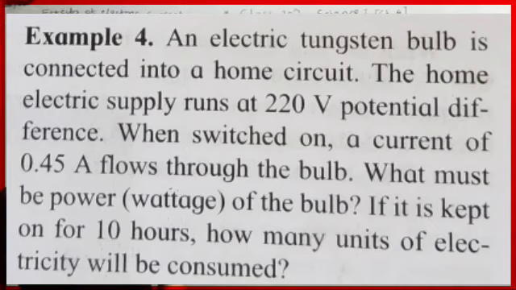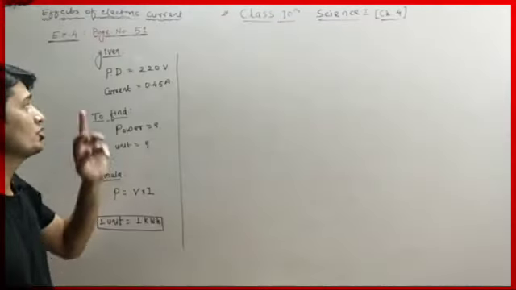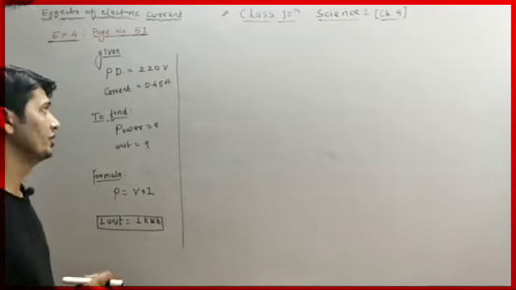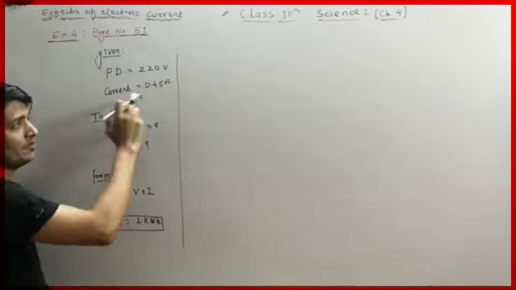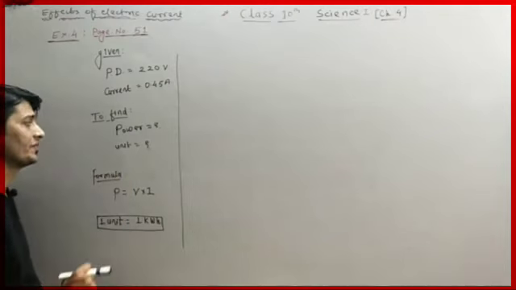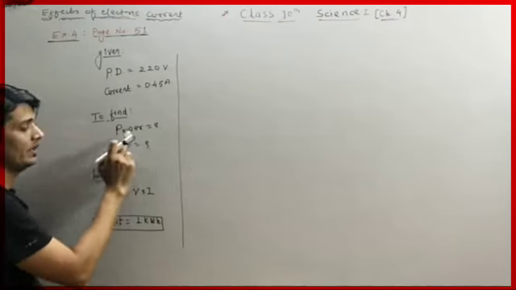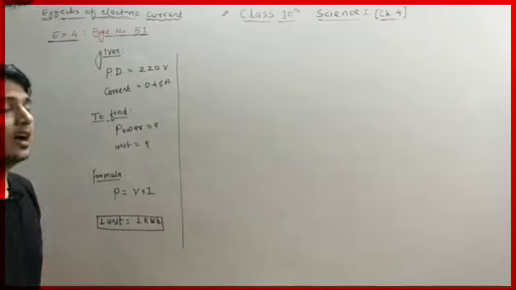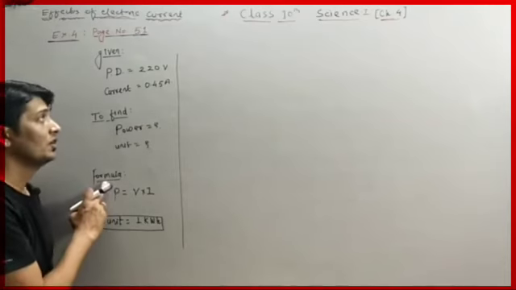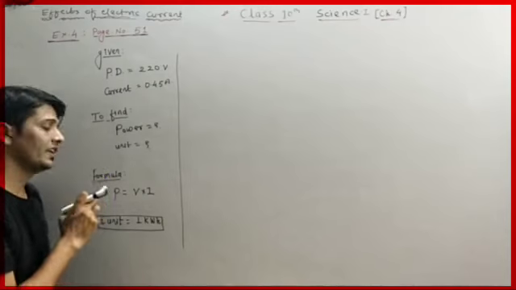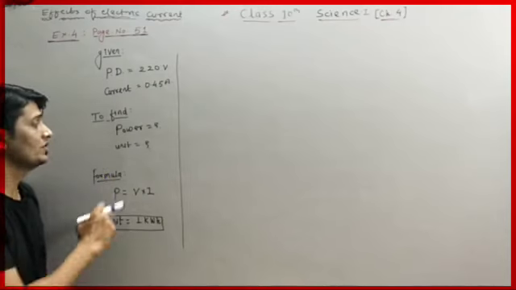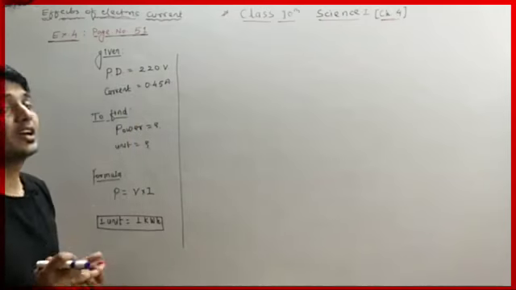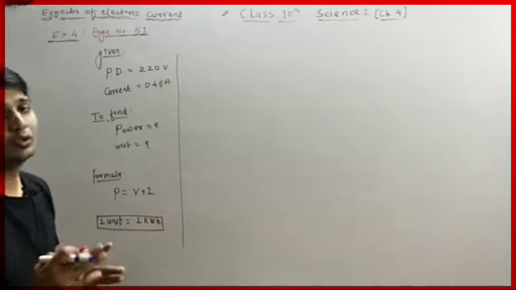So now we are going to solve the question. Okay, according to the question, the given part will be the potential difference is 220 volt. Current supplied is 0.45 ampere. And we have to find the power and the units consumed by the bulb when it is kept on for 10 hours. Okay, so the formula will be, we have to calculate power, that means P equals V into I, because here we have V as well as I. Okay, so then we will convert the answer into units.